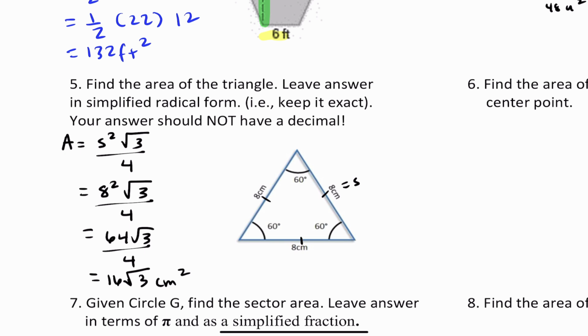You can use Heron's formula, but you have to simplify the radical. I think this is good enough where we just use this formula and then get straight to the answer. Using Heron's on this one is going to take you a bit, so I wouldn't recommend doing that.